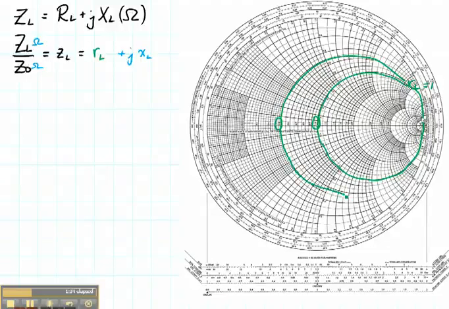Those are supposed to really be circles. I'm just not a very good circle drawer. So here's RL equals 0.5. Now let's look at RL equals 0. Out here, that's the RL equals 0 circle.